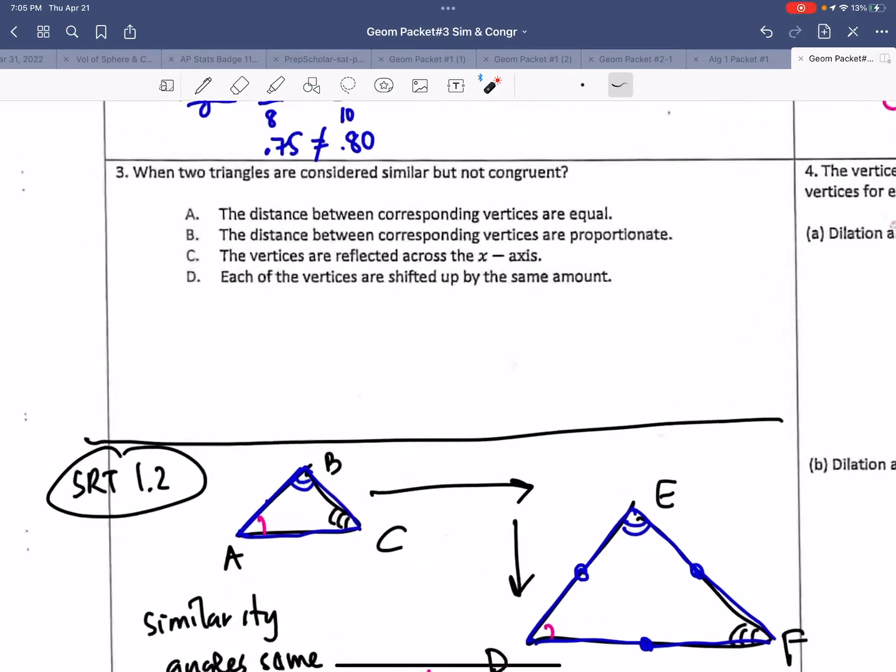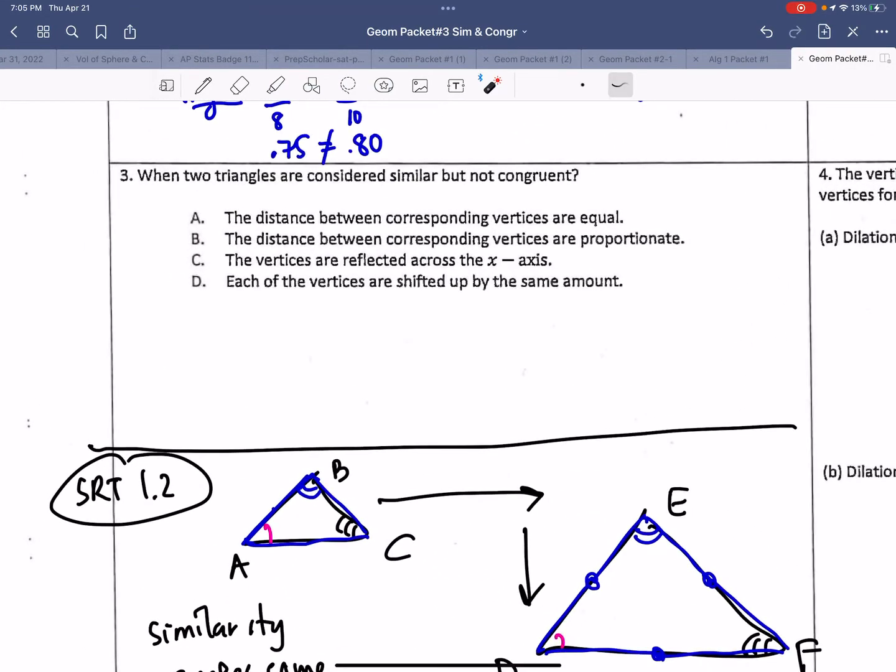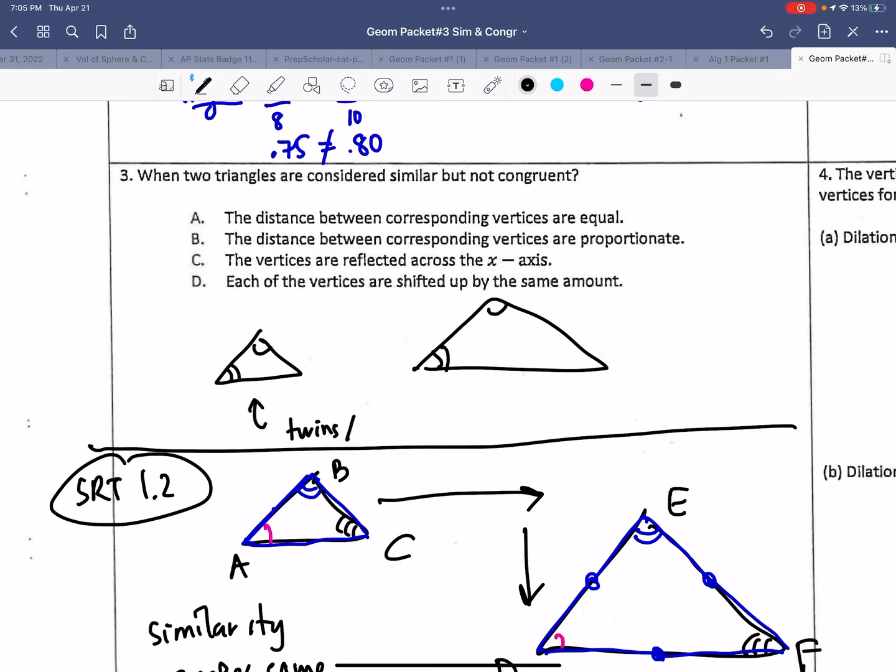Okay, question number 3. When two triangles are considered similar but not congruent, so that's kind of like the last one. Let's say these are similar because they have two angles that are the same, but they're not congruent. Now, this is an important point. I actually brought up in period 7 today, but I didn't mention in 6. If they're twins, twins are actually similar and congruent. But this is an example of similar but not congruent.